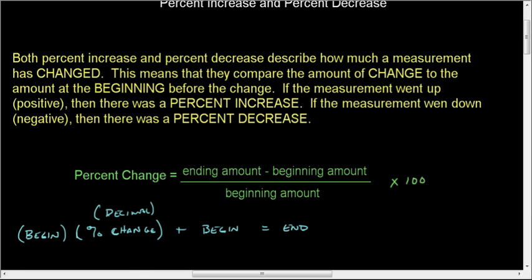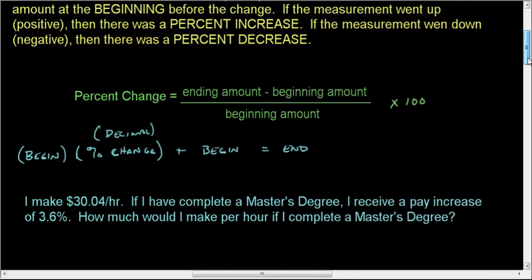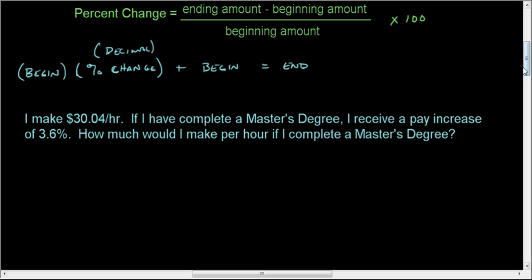And so there's an alternate way to kind of view it. So let's use this alternate way to do this next problem. I make $30.04 per hour. If I complete a master's degree, then I will receive a pay increase of 3.6%. How much would I make per hour if I complete a master's degree?